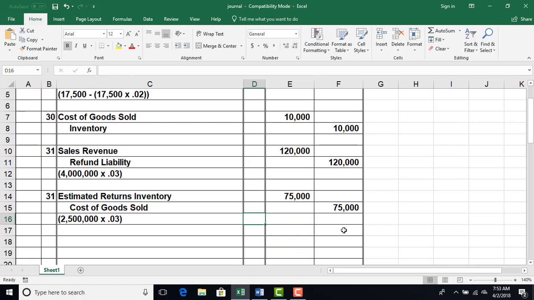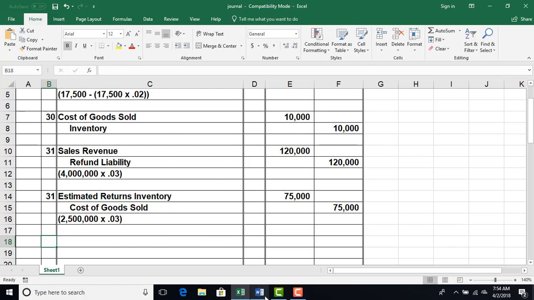Now remember, anytime we have a return, and anytime we've had a return throughout this whole year, these are the accounts that we work with when that actual return happens. We take it out of that refund liability account instead of reducing sales revenue for an amount that might not match this period. And then we take it out of this estimated returns inventory instead of reducing cost of goods sold, again, when it may not match that period.